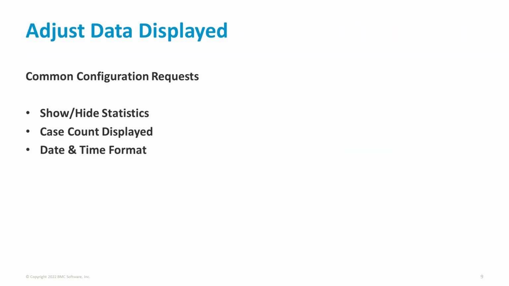Our next section of common configurations is in adjusting data displayed in the application. This will help users to optimize their data visualizations like cases assigned to specific people, display by case status, or ID type.